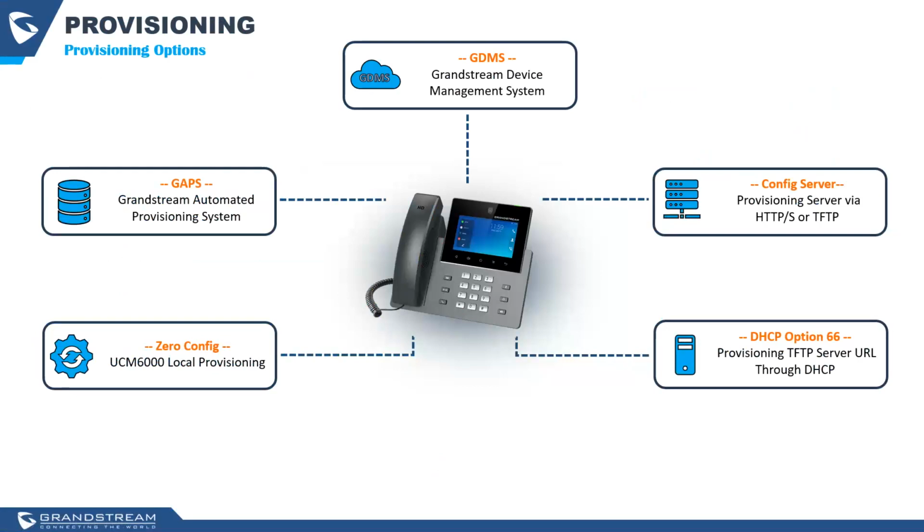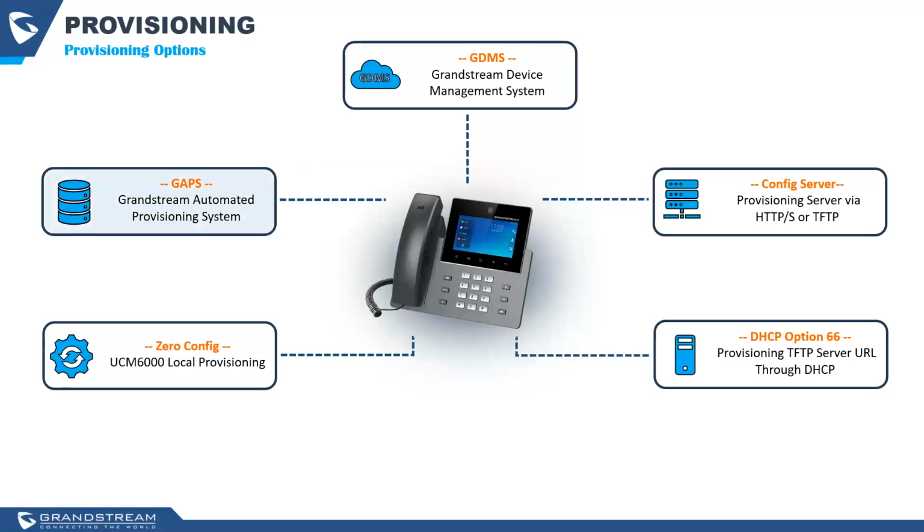So the first subject of today's presentation is the provisioning options supported by Grandstream endpoints and how the provisioning process works. Because we still receive a lot of requests about how the endpoints work when using all these provisioning options together on the Grandstream endpoints. In general, there are 5 methods of provisioning Grandstream endpoints. We have GDMS, GAPS, zero config, config templates, and the use of DHCP options.